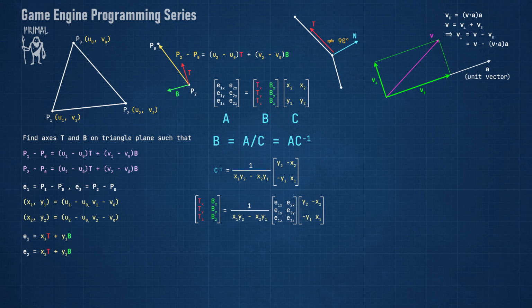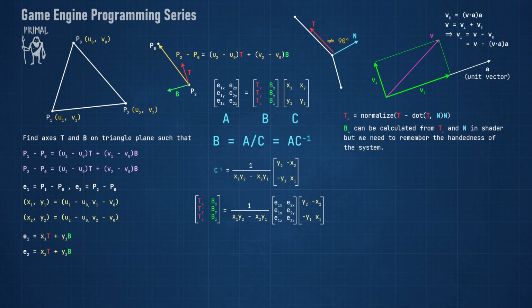We can use this to calculate the perpendicular part of T with respect to normal vector n. Now that we have the two unit vectors that are orthogonal to each other, we can calculate another vector that's perpendicular to both T and n by taking the cross product of the two vectors. This is the B vector, which can be calculated in the shader.